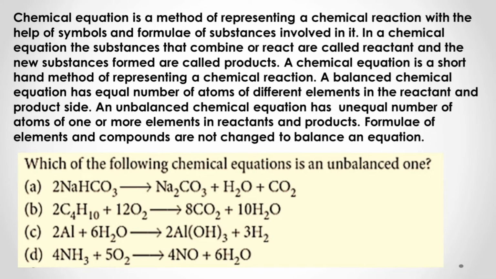Let's move on to the second question. Which of the following chemical equations is an unbalanced one? Four equations are given here. 2NaHCO3 gives Na2CO3 plus H2O plus CO2. 2C4H10 plus 13O2 gives 8CO2 plus 10H2O. 2Al plus 6H2O gives 2Al(OH)3 plus 3H2. And 4NH3 plus 5O2 gives 4NO plus 6H2O.